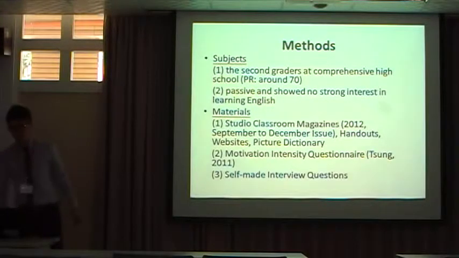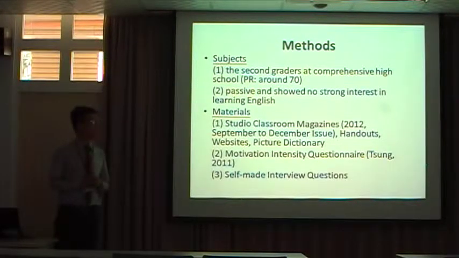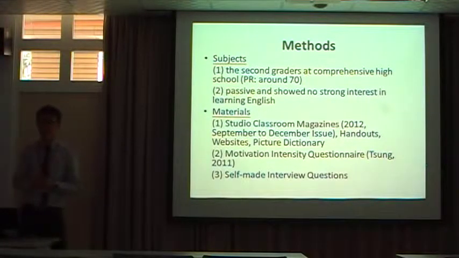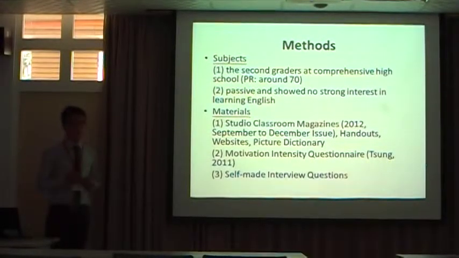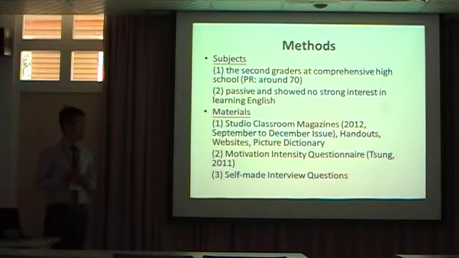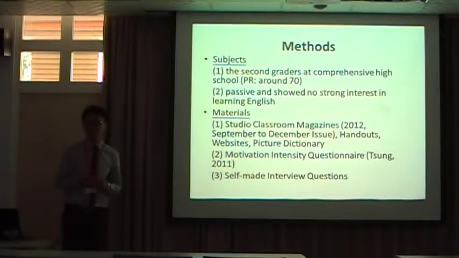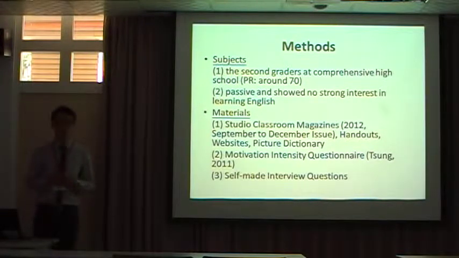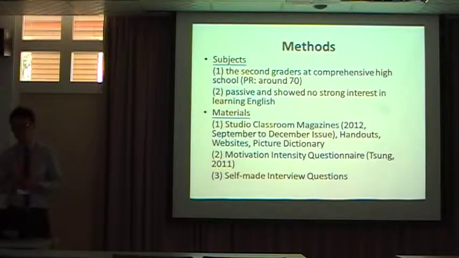And the methods: the subjects are the second graders from the comprehensive high school programs, and their PR level is about 70. They were considered passive learners, of course, compared with the students of the general senior high schools in Taiwan. The materials I use in this class include Studio Classroom magazines. I also did a motivation questionnaire before and after this semester, trying to see whether the students' motivation levels did increase or not. And finally, I also conducted self-made interviews with my students to see their opinions about this semester's activities.